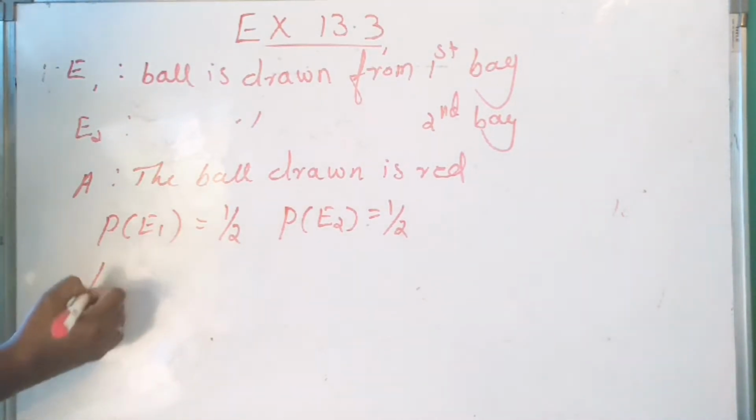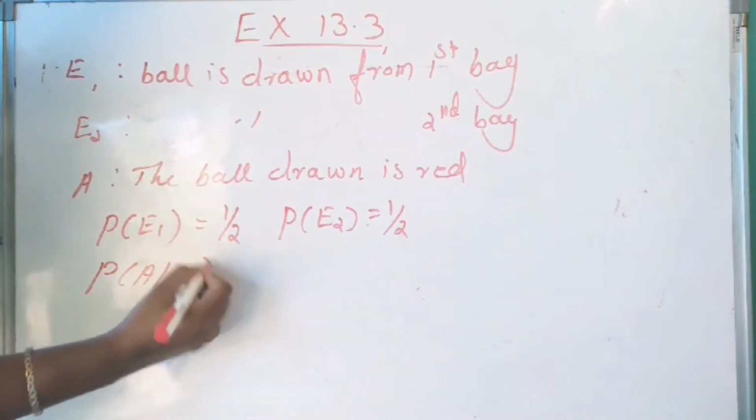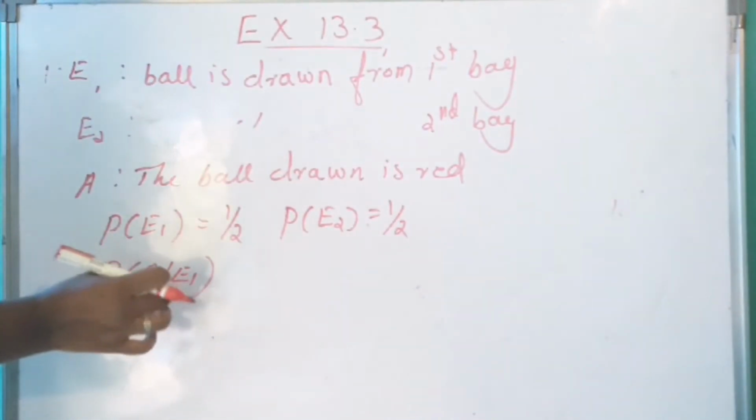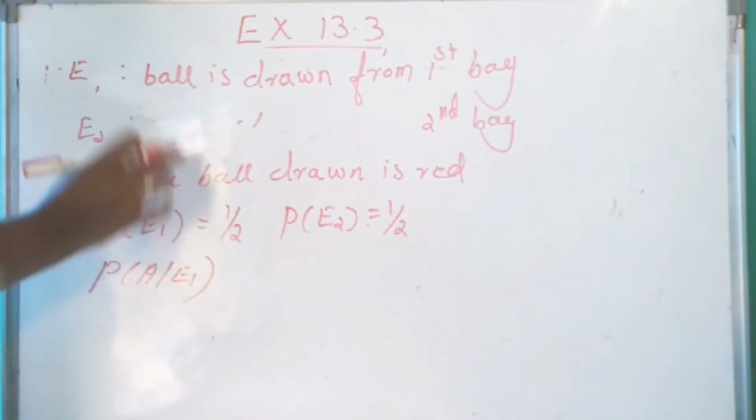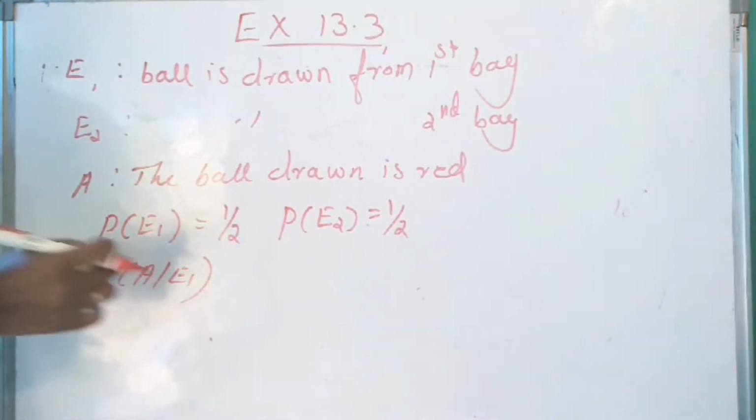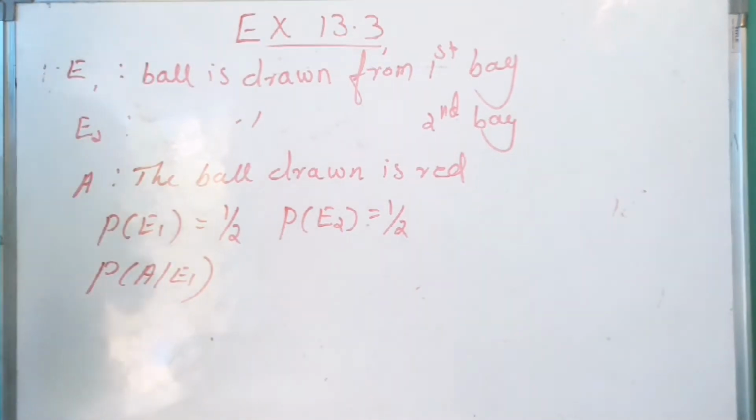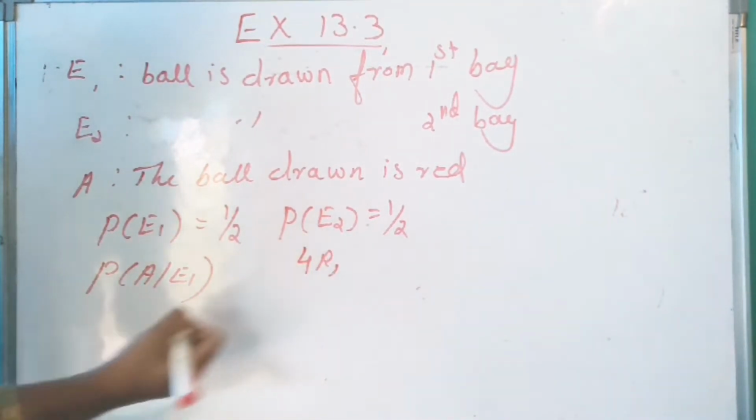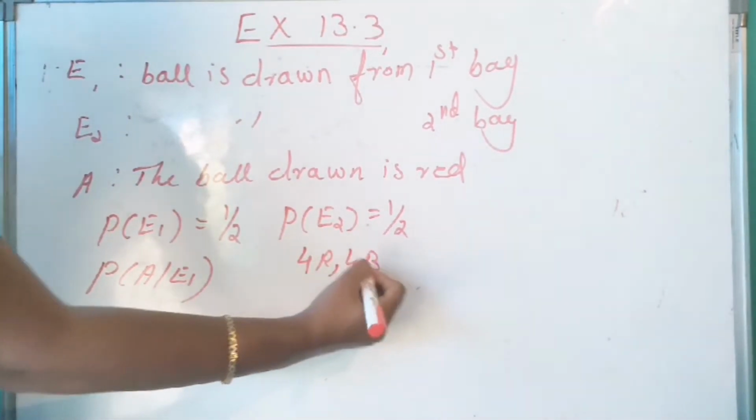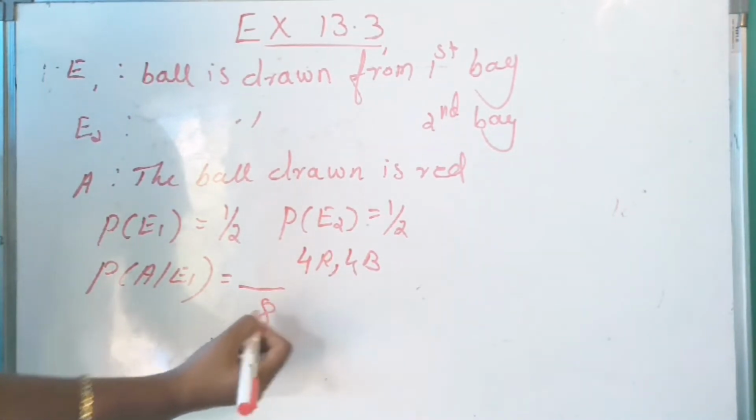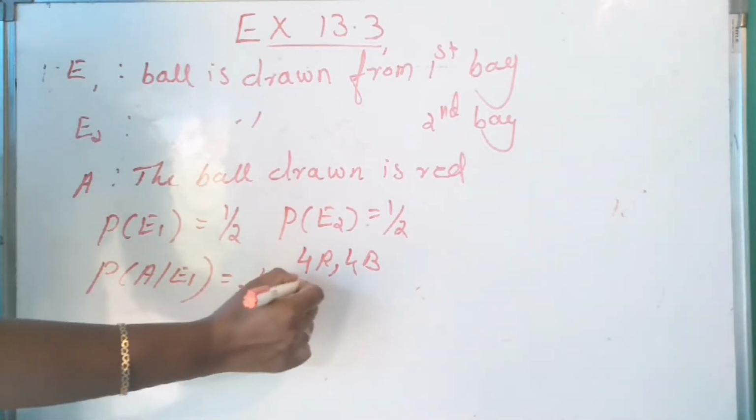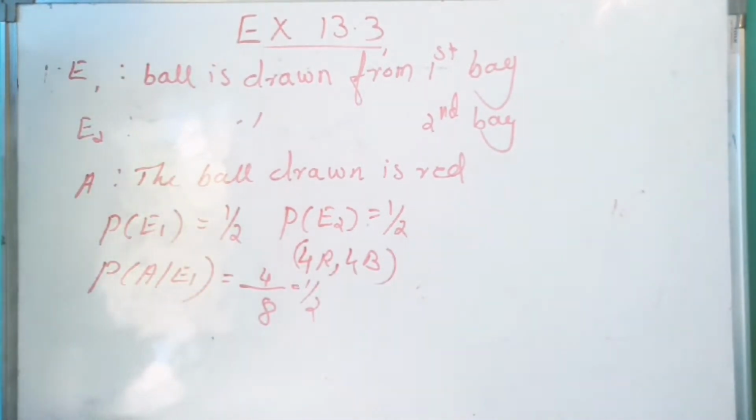Now, P of A given E1. That means we need to take a red ball from E1. E1 means first bag. We need to take a red ball from first bag. We know that the first bag contains 4 red balls and 4 black balls. So total we have 8 balls and we need to take 1 red ball. So that is 4 by 8 is equal to 1 by 2.